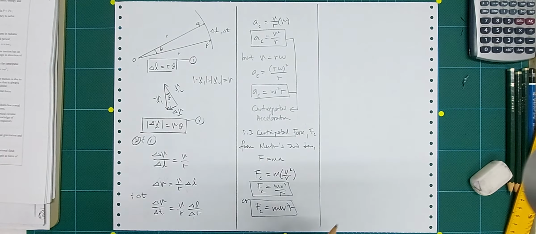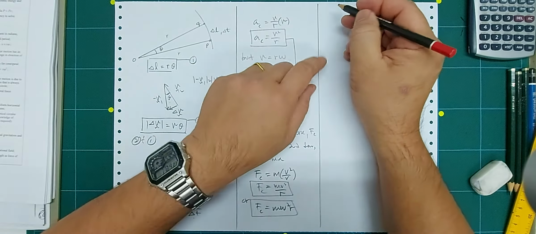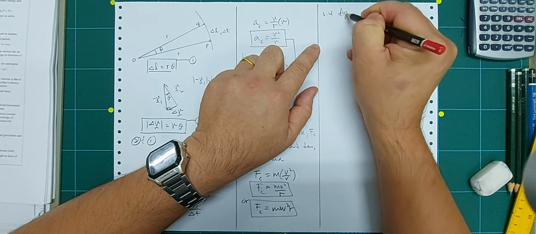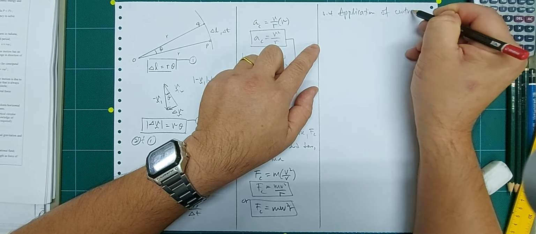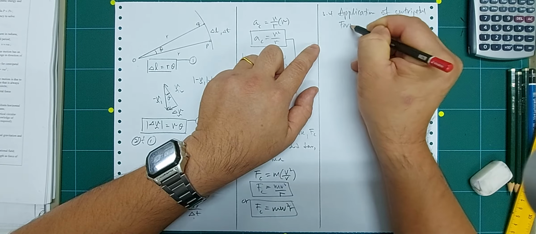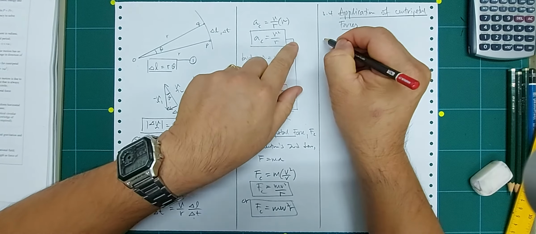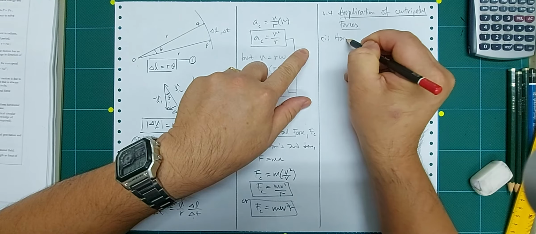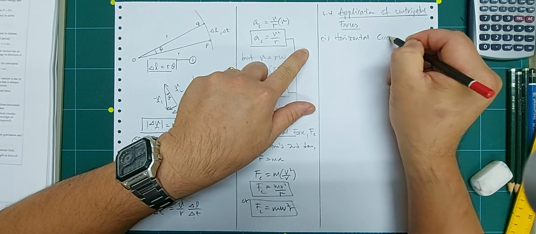The next part is easy. When we talk about centripetal force, there are two applications, two conditions in which it is applied. Now we look at 5.4, application of centripetal force. We have two ways in which we apply that. Number one is horizontal circular motion.